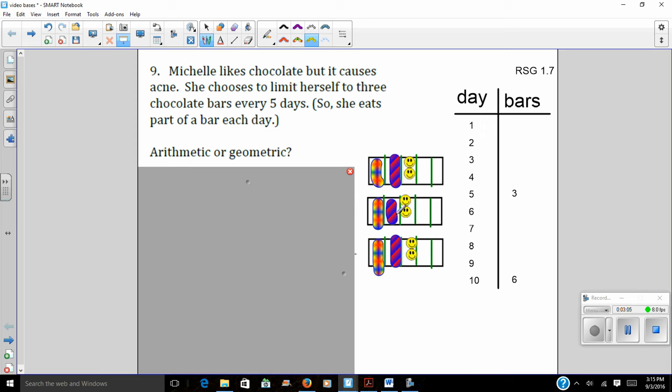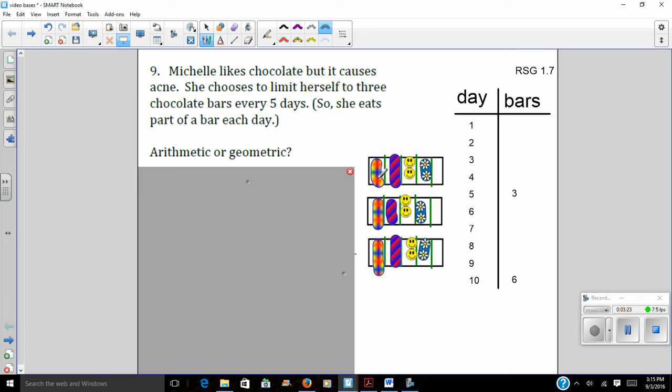Now on the 4th day, let's use this. She can eat a little bit of this bar, a little bit of this bar, and a little bit of this bar. Okay, so we should see a pattern happening. So let's go back to the very beginning, okay?